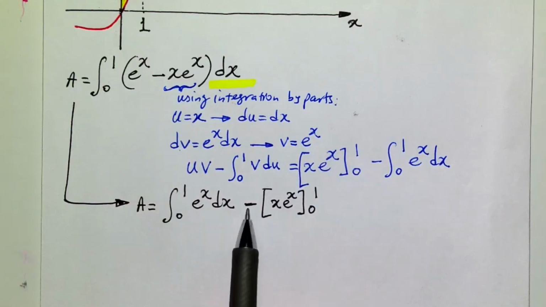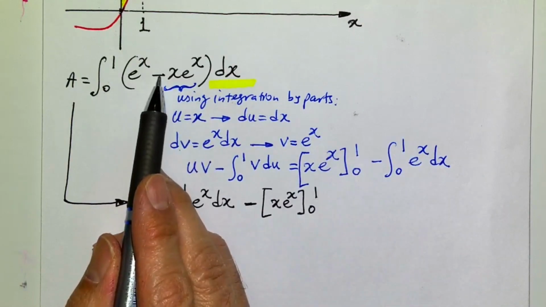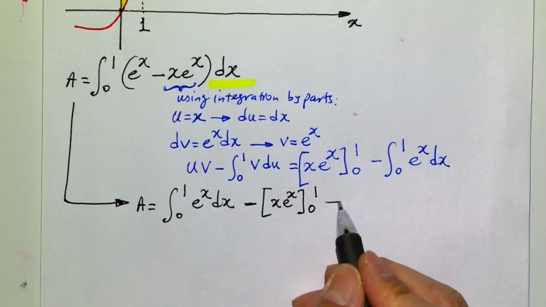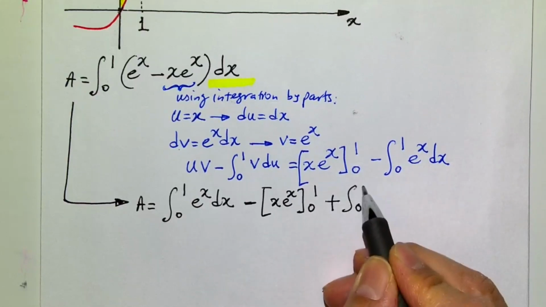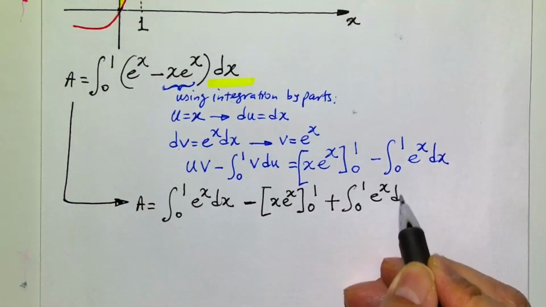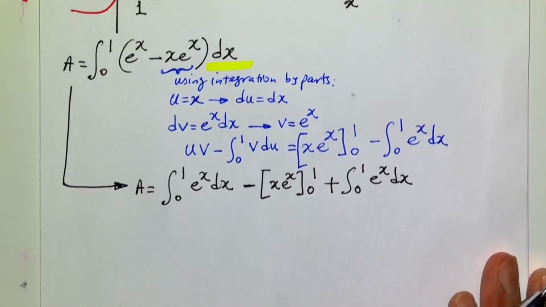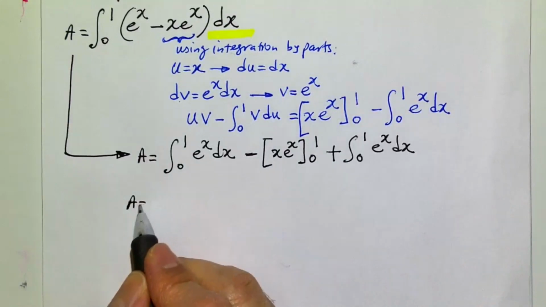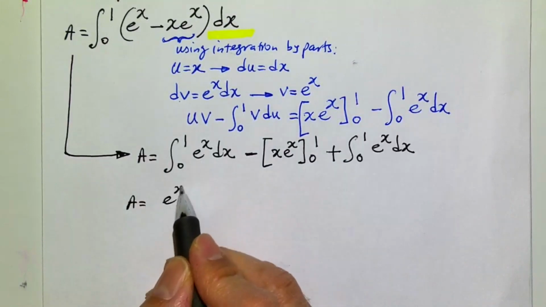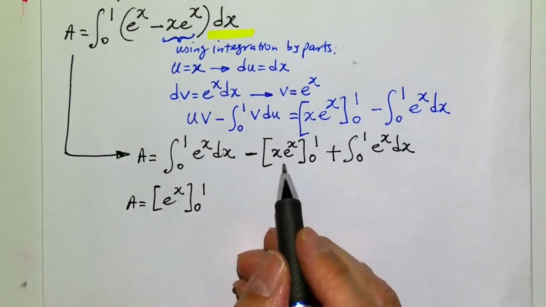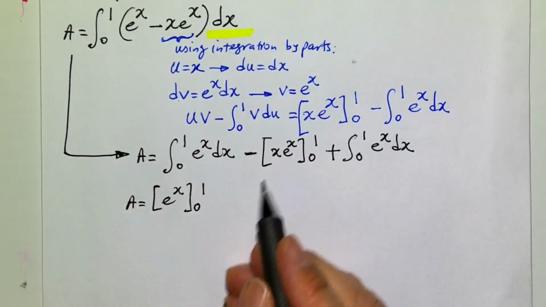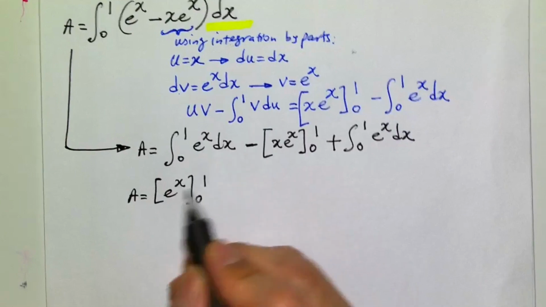So that is now minus, and now that minus times this minus is going to give us positive integral from 0 to 1 of e to the x dx. Okay, so this one is easy, e to the x from 0 to 1. This one we can calculate, I guess. Well, let's do that in the next step.